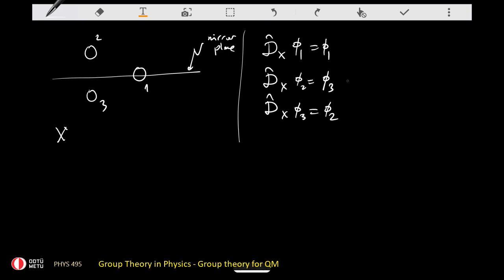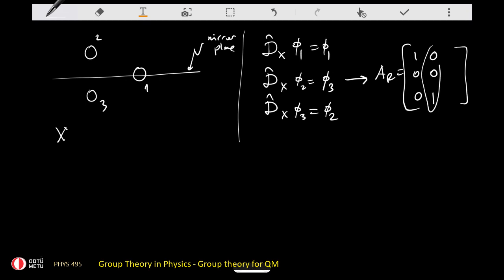Let me erase everything in here. So, in any case, this implies that A of R is a 3 by 3 matrix. I'm going to read the first column of A of R from this first equation in here. So that's basically 1, 0, 0. I'm going to read the second column. Second column is for this one, which should correspond to the third wave function, third orbital. So its column vector is 0, 0, 1. 0, 0, 1 is the wave function for the third orbital in a way, but in the matrix form, and so on, right? You just do it like that.